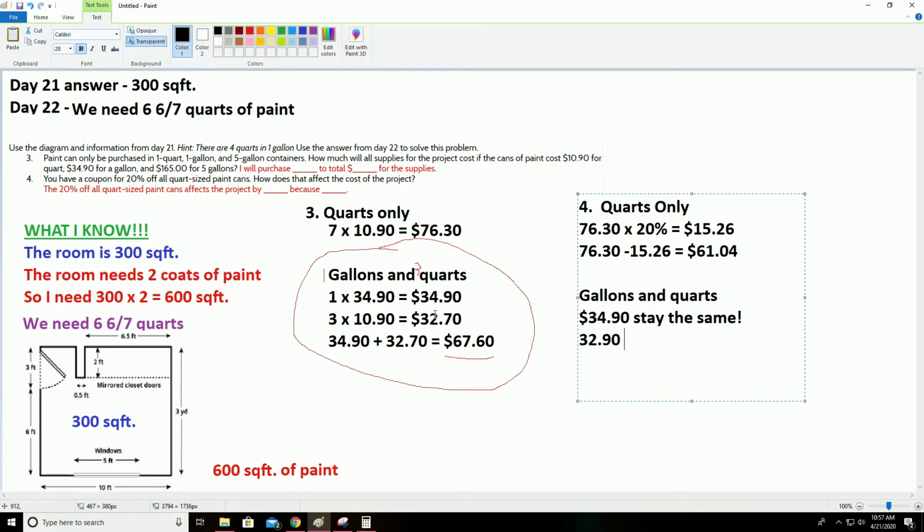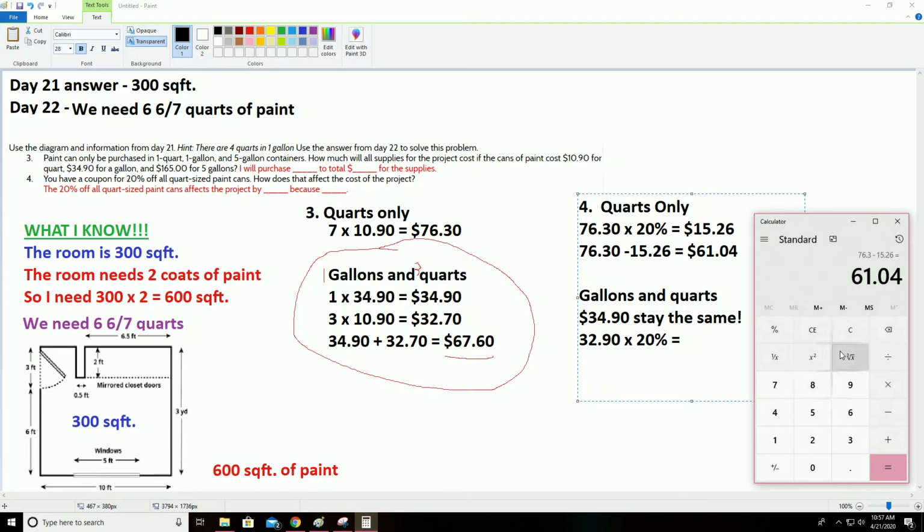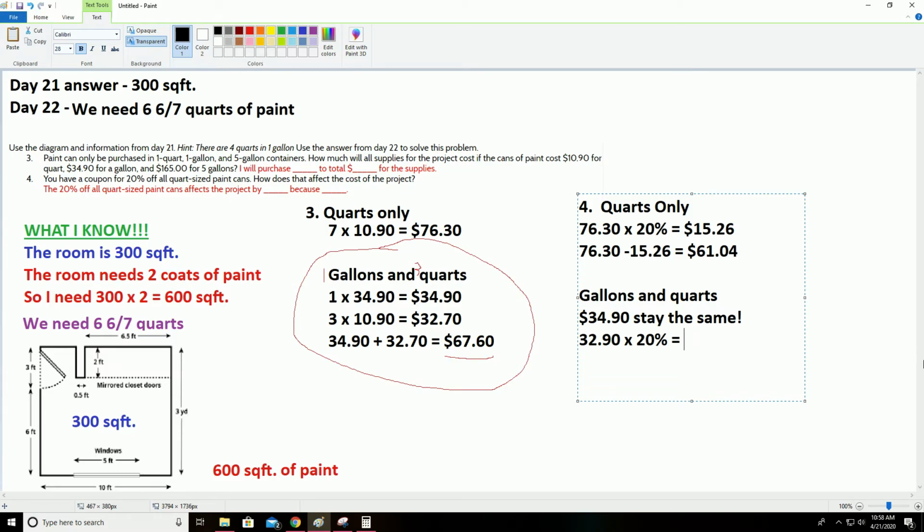So we take the total price, $32.90, which was the quarts of paint. We're getting 3 quarts for that price, and we get a 20% discount. So when I multiply these, remember, I'm going to get the discount, and then I'm going to have to subtract that from the original price. Let's go $32.90 times our 20%. And remember, this is just the decimal version of 20%. I can always go and type 20% and it will turn into that automatically. So my discount is $6.58.